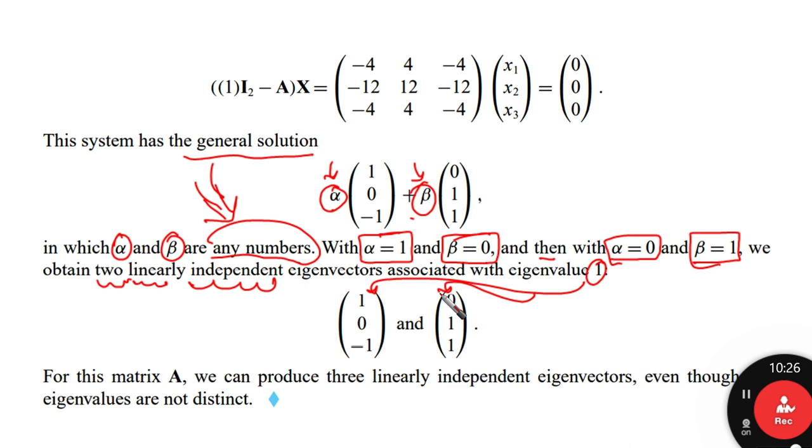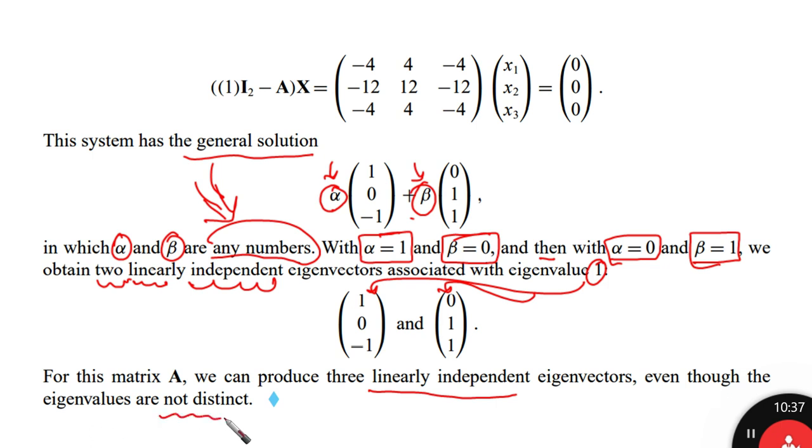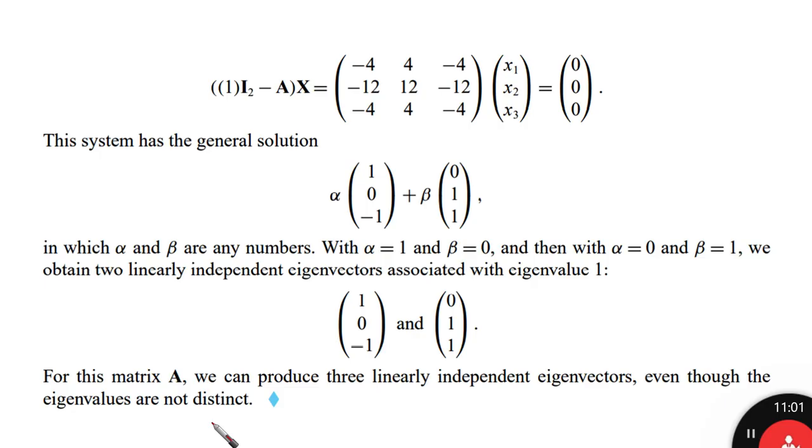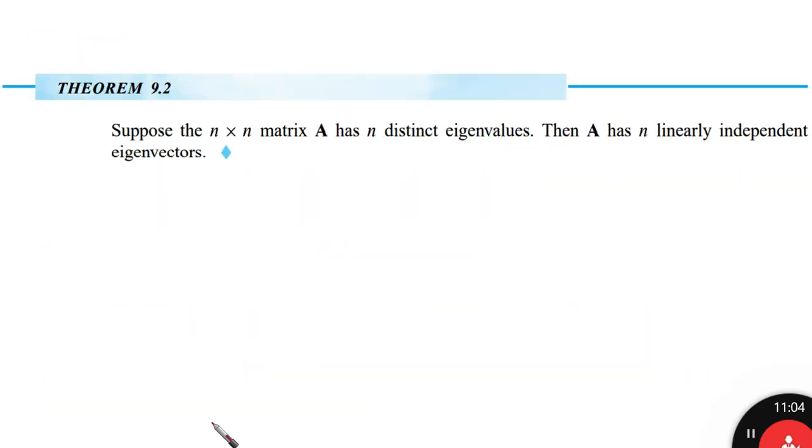So here we can say that for this matrix we can produce three linearly independent eigenvectors, even though the eigenvalues are not distinct. For this matrix this is what happened, which is a little bit not in the same context as we mentioned in the theorem. But we can produce three linearly independent eigenvectors, even though the eigenvalues are not distinct.